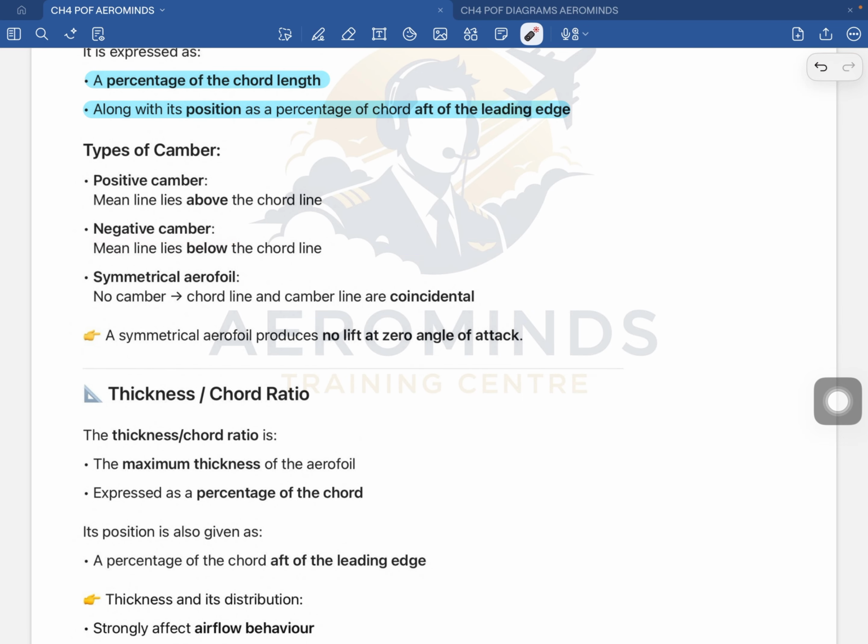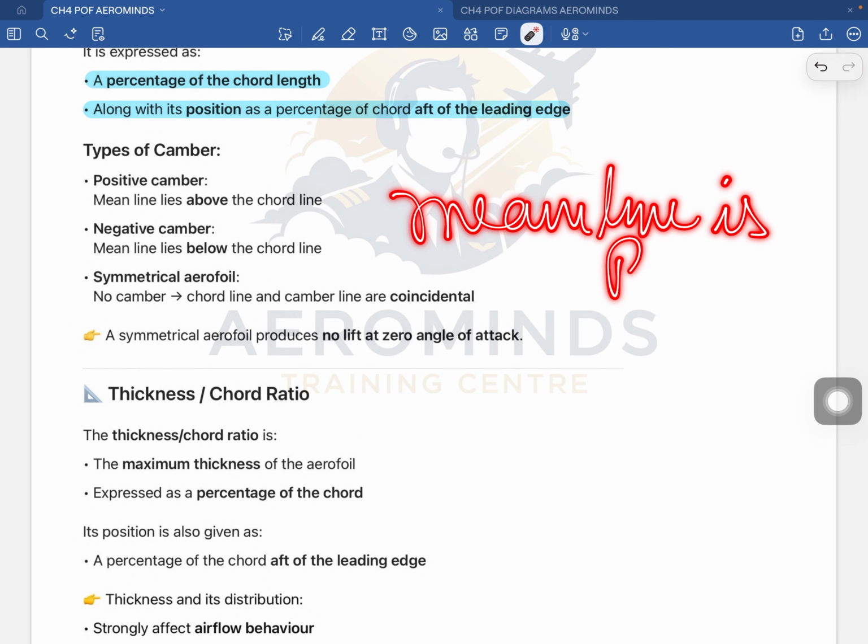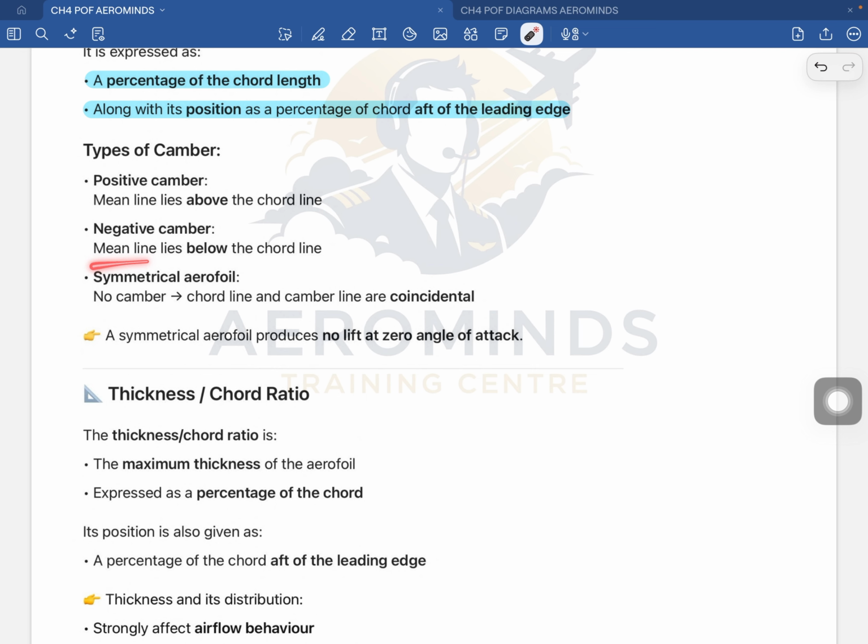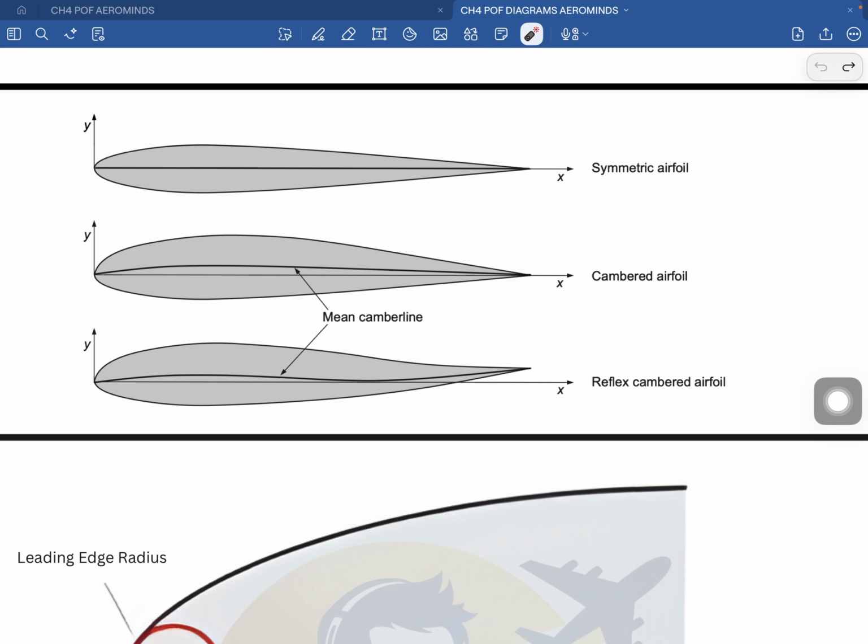Now next comes the negative camber. Negative camber means the mean line, or the camber line, lies below the chord line. This is rarely used in normal aircraft wings, but may be seen in some special applications, only in some special applications. So, negative cambered aerofoil, like this.